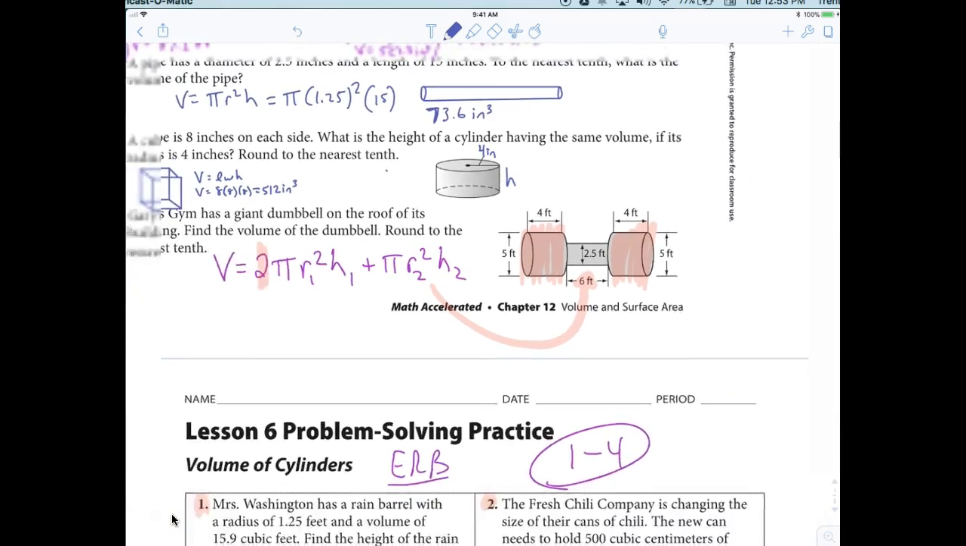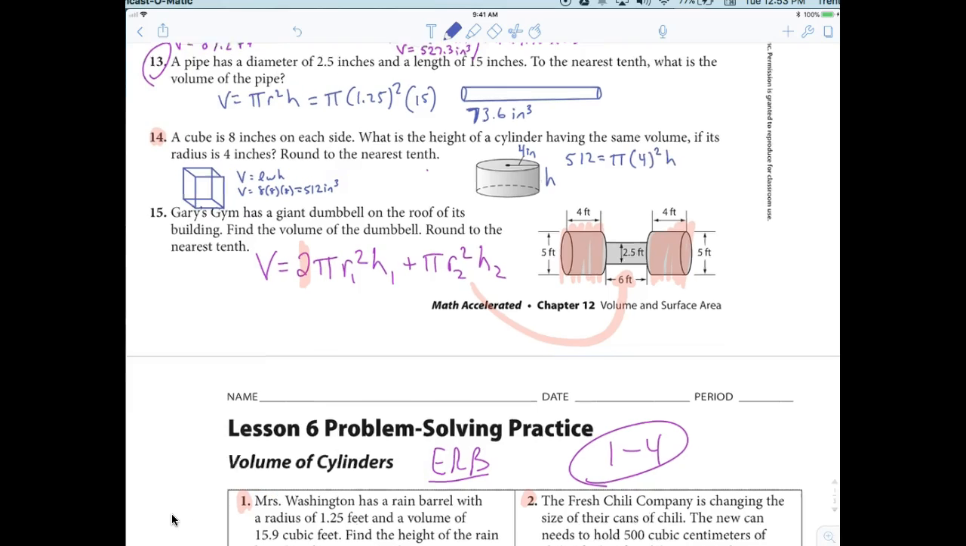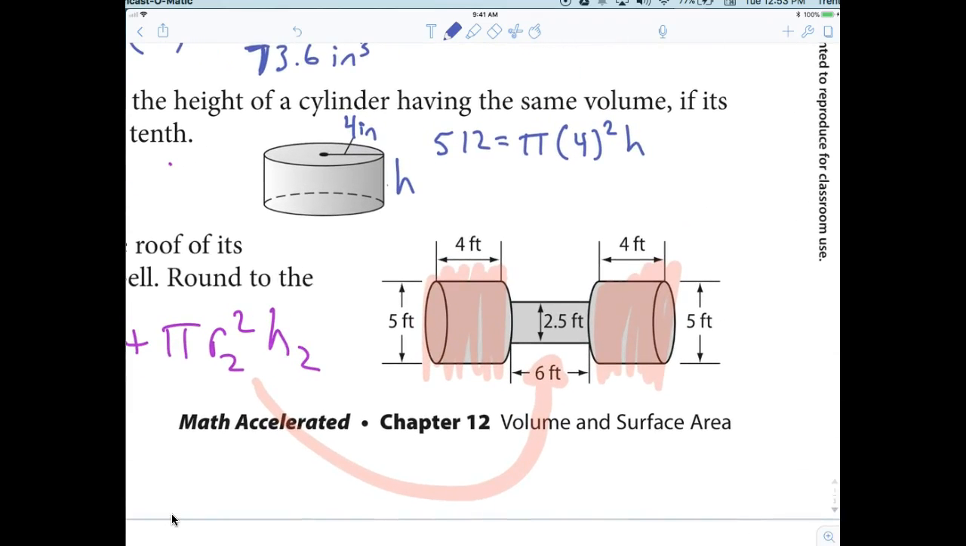So the volume is 512 equals pi times 4 squared times the height. So everybody take a look at that. Does anybody have any questions with that now? It says the volumes were equal, correct? So if the volumes are equal, we're missing the height.